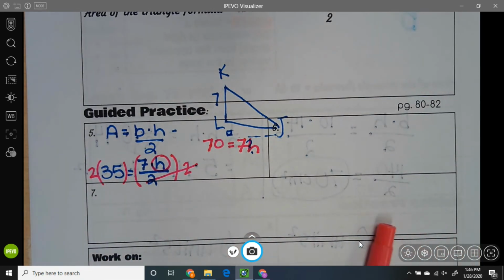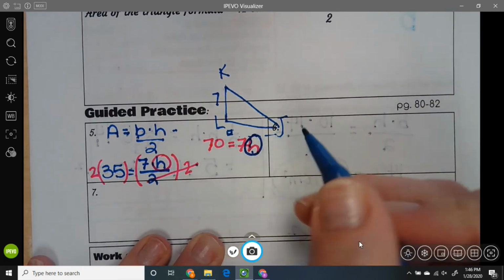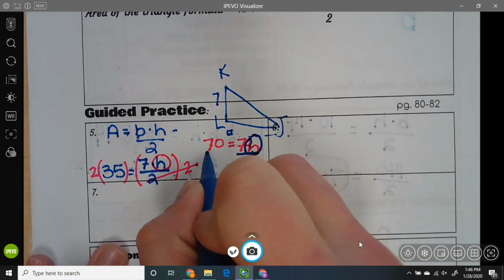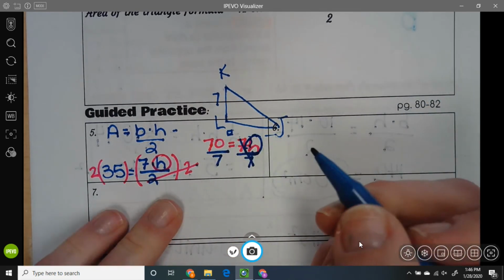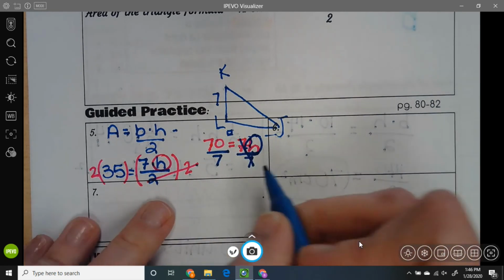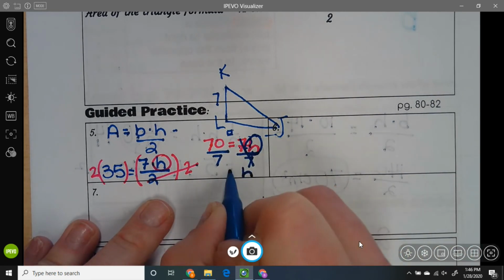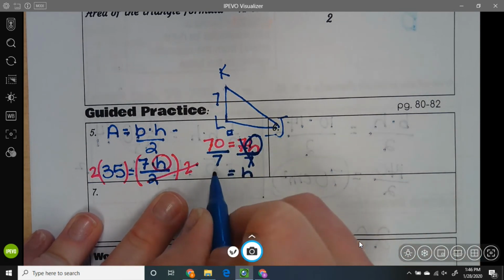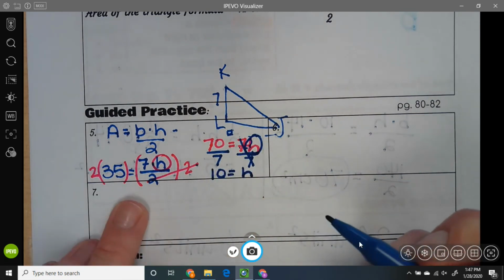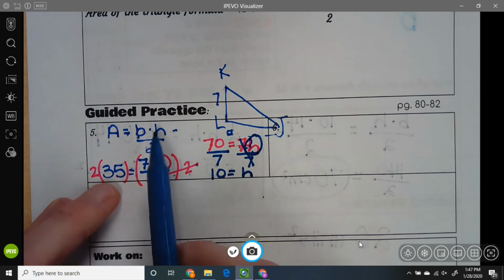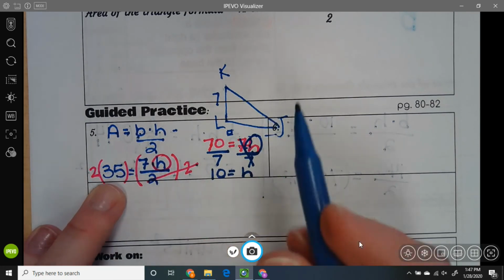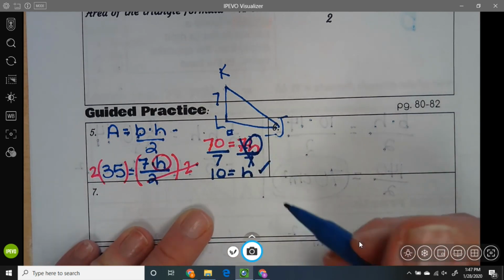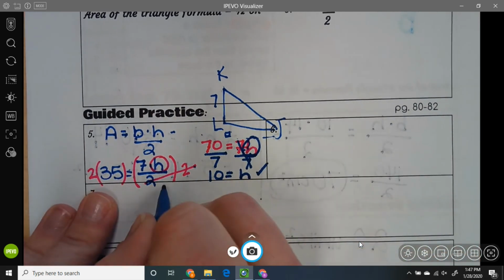Okay, then the next step is still isolating the h. So I'm going to divide both sides by 7 to get rid of that, because this is multiplication, so the opposite is division. So 7 divided by 7 is nothing, so this would be h is equal to 70 divided by 7 is 10. And then I could even check it by plugging it back in. 7 times 10 is 70, divided by 2 is 35, which is the area. So it checks. I need to label it still.